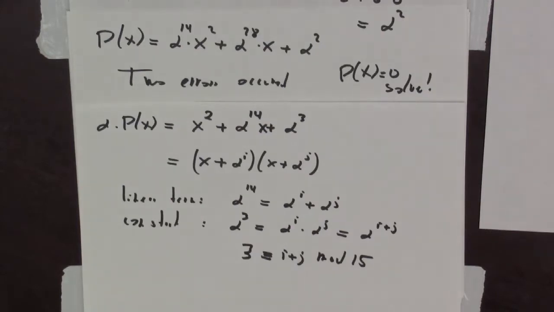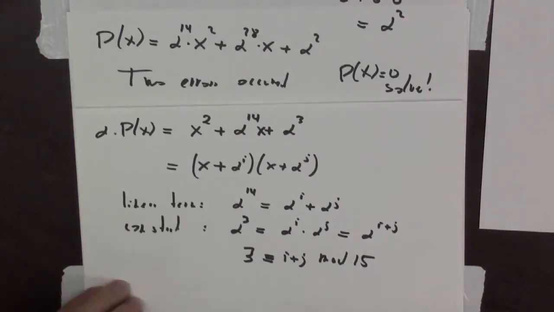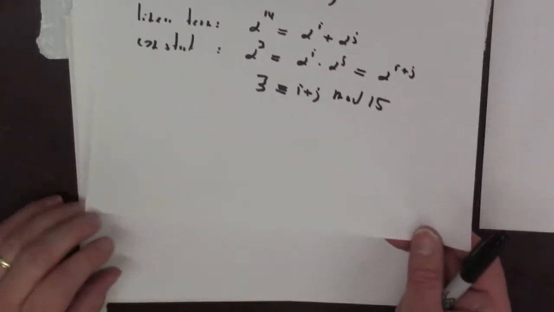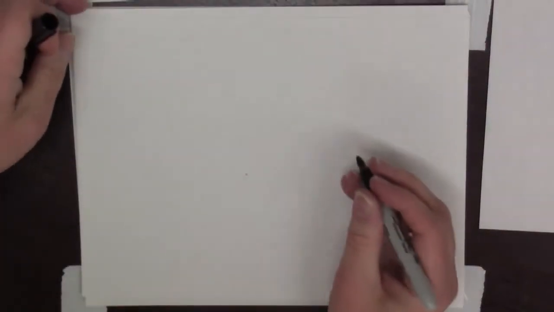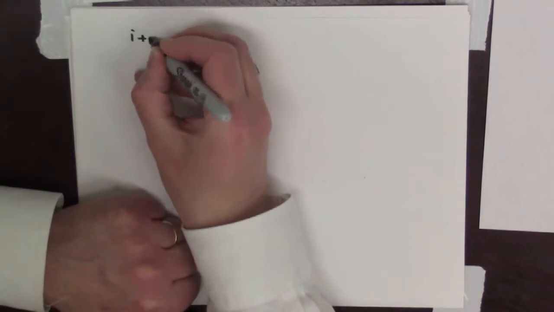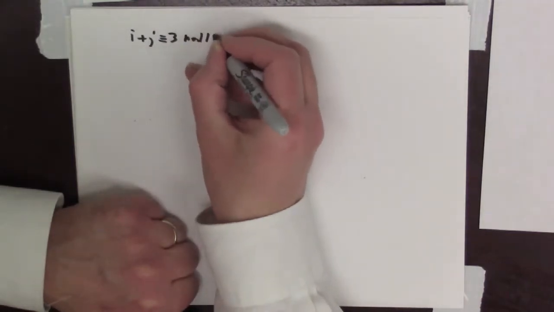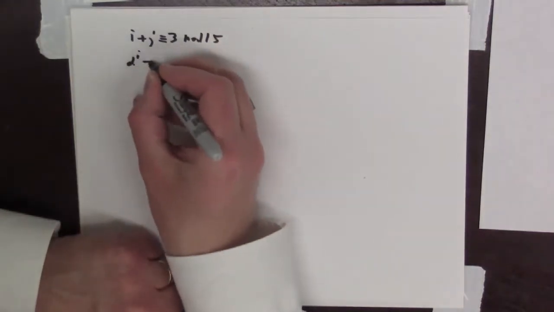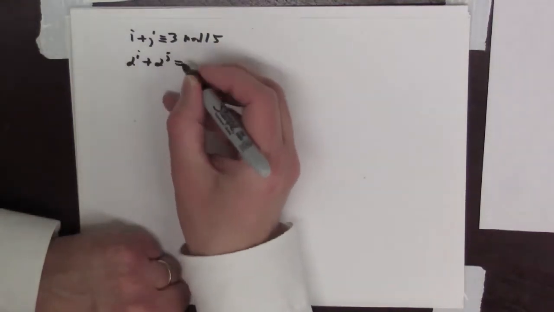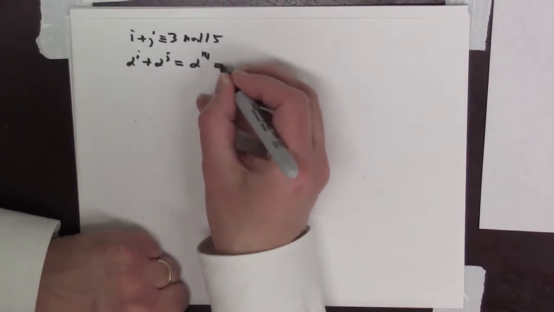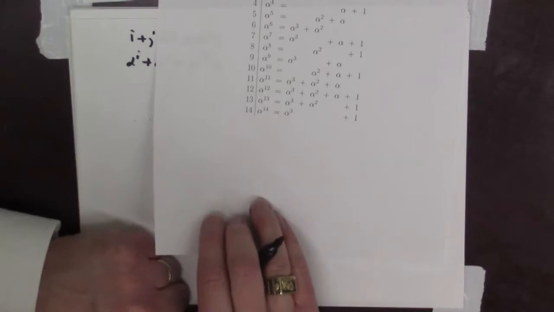So here we go. I can make a nice little table. The things I have to remember are two things. My first relation I have to work in here is equal to 3 mod 15. And the other thing I have to verify now is alpha to the i plus alpha to the j should be equal to alpha to the 14. Well, alpha to the 14 is the same thing as alpha cubed plus 1.